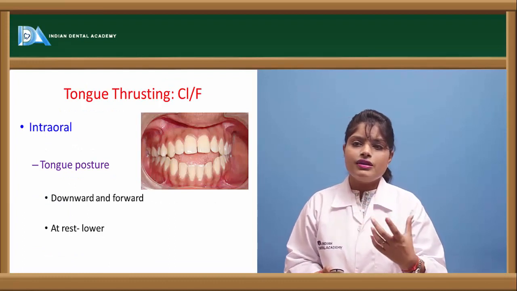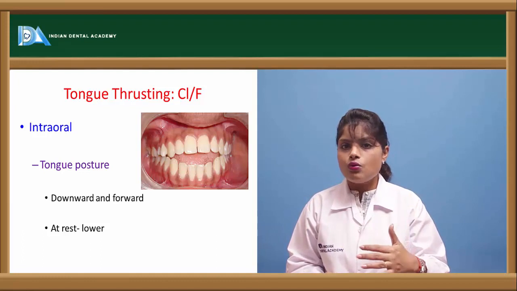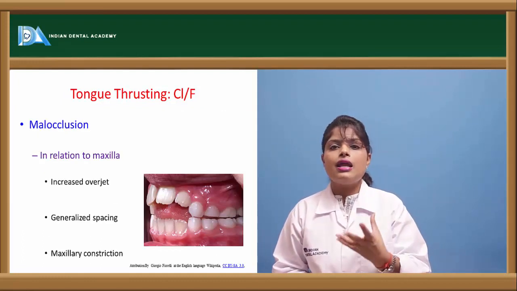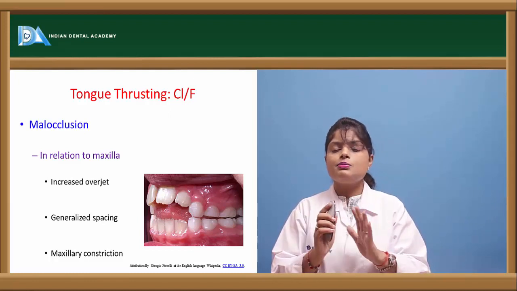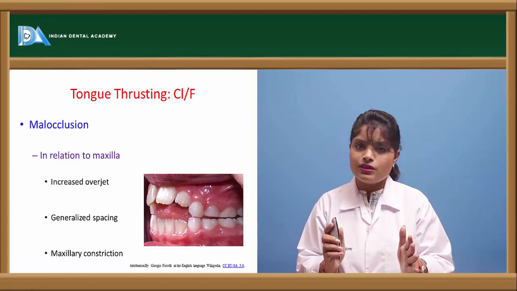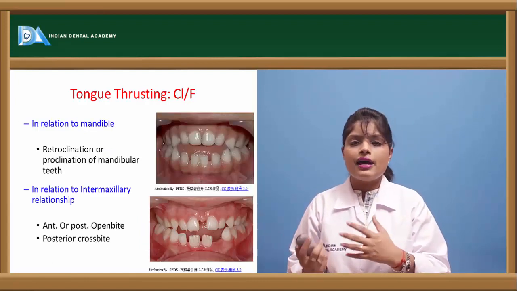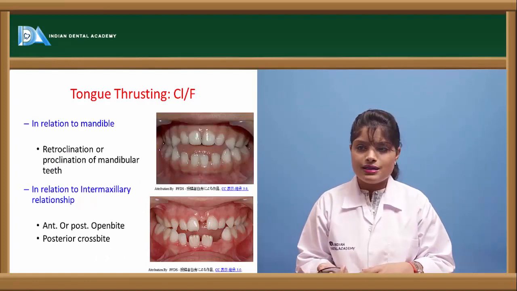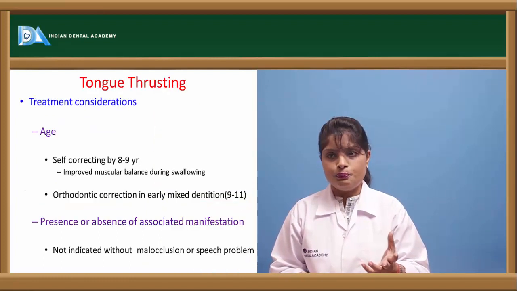The intraoral features: the tongue will be placed downwards and forwards. Even the maxilla will have the open bite, or there may be separation between the teeth, spacing between the teeth, flaring of the teeth. The posterior crossbite will be present, or the lateral crossbite will be present. Sometimes the anterior crossbite is also present, and there will be intermaxillary discrepancy.